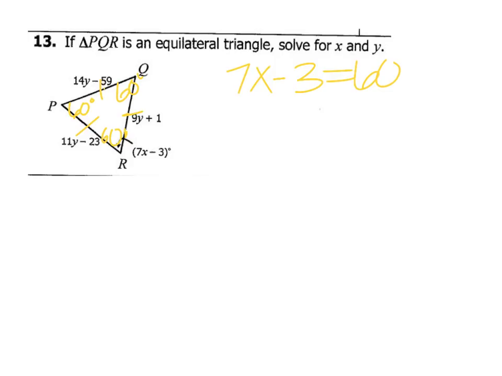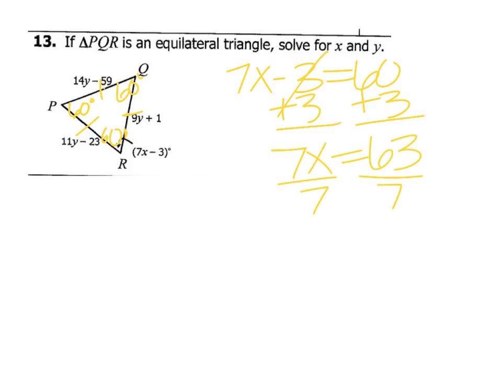And now we can solve for x. Add 3 to both sides. These will cancel out. 7x equals 63. Divide by 7, and x equals 9. So we solved for x.